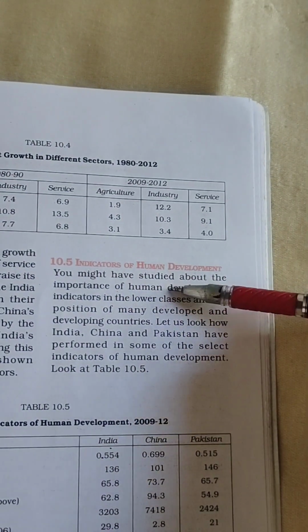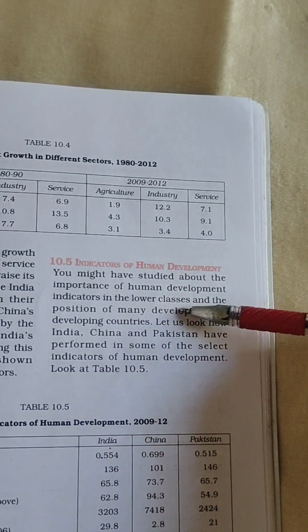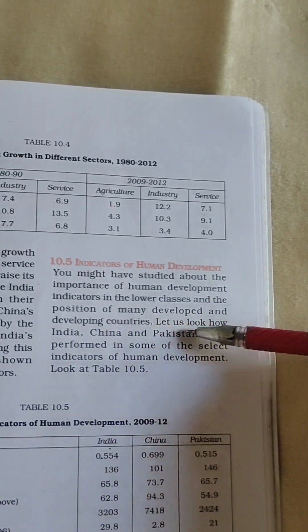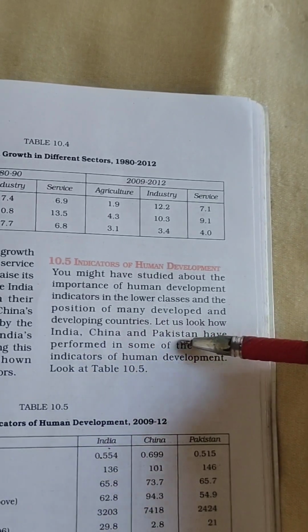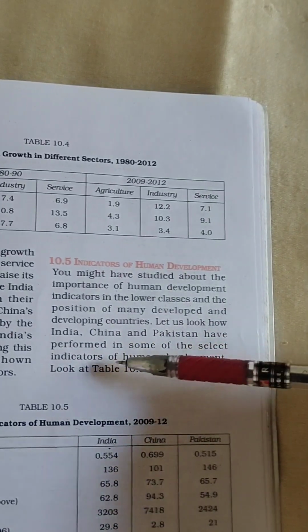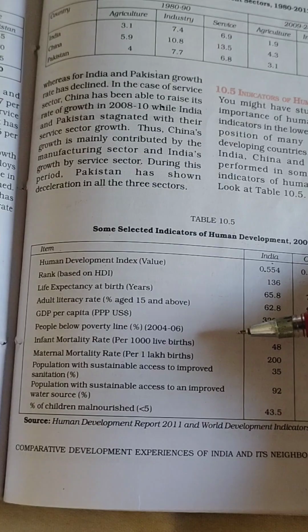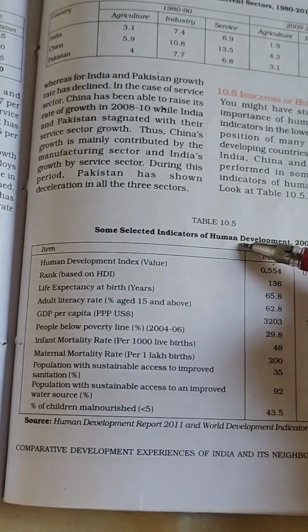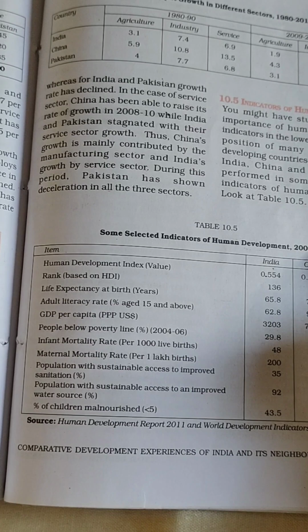You might have studied about the importance of human development indicators in the lower classes and the position of many developed and developing countries. Let us look now at how India, China and Pakistan have performed in some of the select indicators of human development. Let's look at this table. Here in the table, some select indicators of human development for 2009-2012 are given.